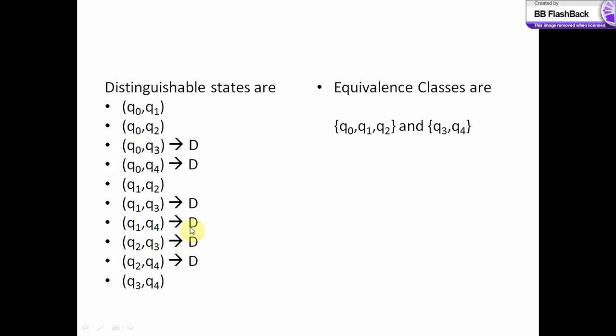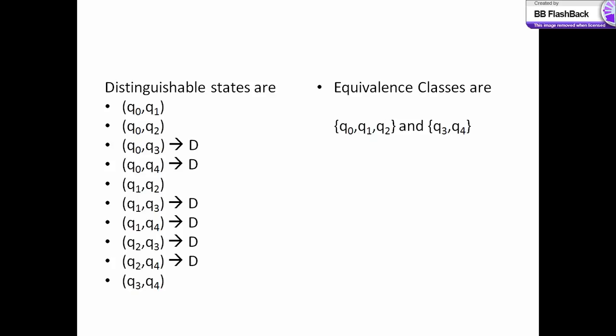So this is distinguishable. And again here Q3 is final, Q2 is non-final, so this is distinguishable. And here Q4 is final and Q2 is non-final, so this is distinguishable. Here both the states are final states, and so we cannot call them distinguishable states. So after marking these states as distinguishable, here we are generating the equivalence classes out of the states available.